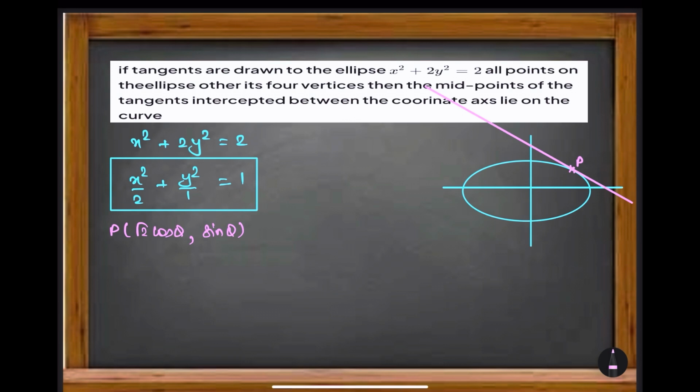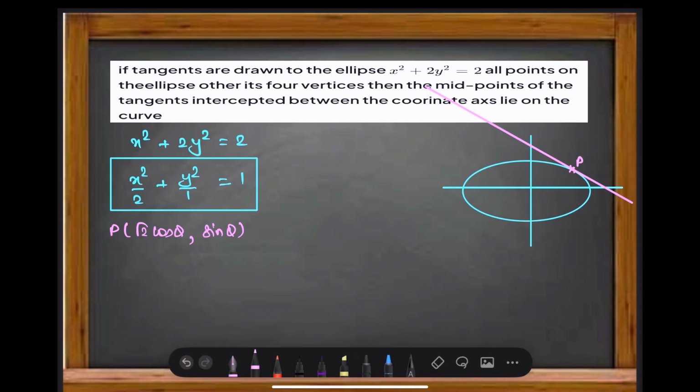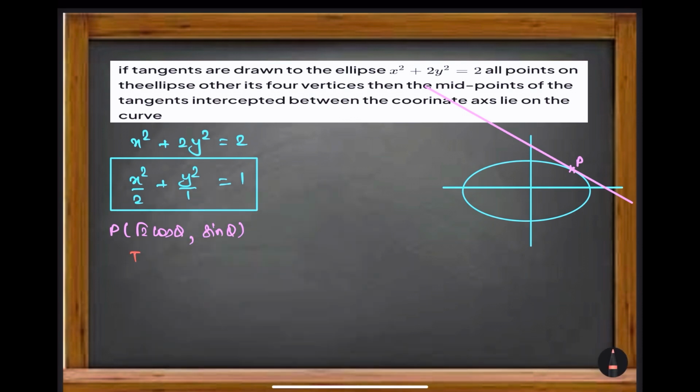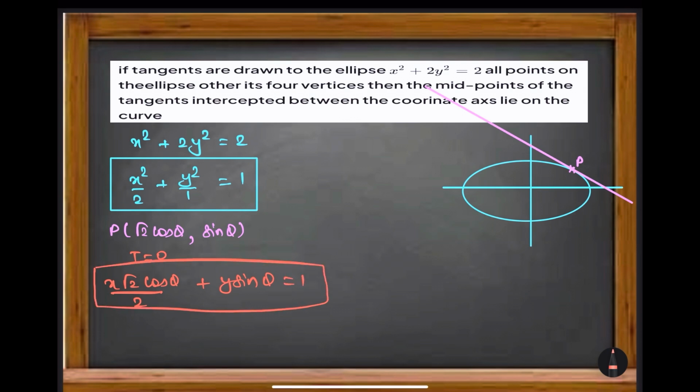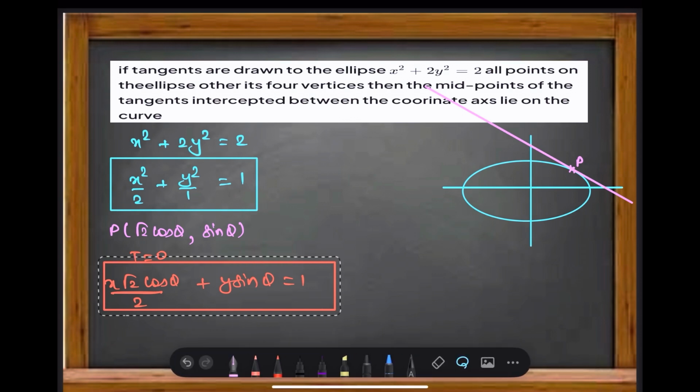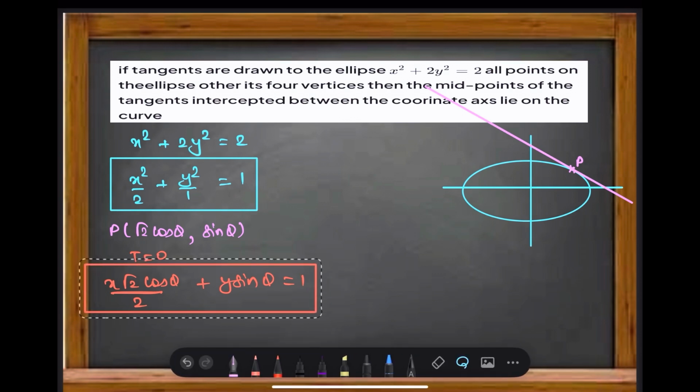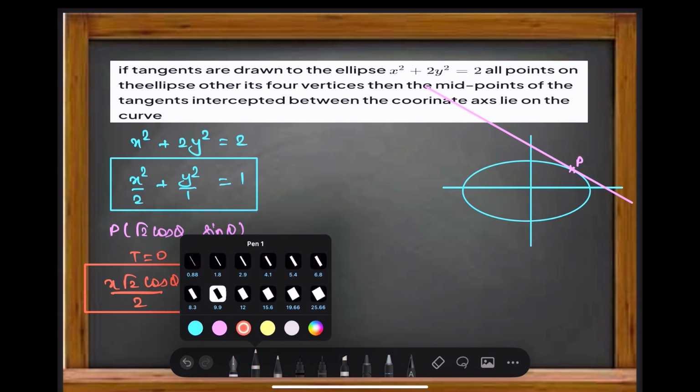Okay, and then you have to drop the tangent. So suppose that at this point I have to drop a tangent. So how will we respond? T equals to 0. So x x1 plus y y1 equals to 1. So we have dropped the tangent. I hope till this part you guys are okay. So done with the tangent.